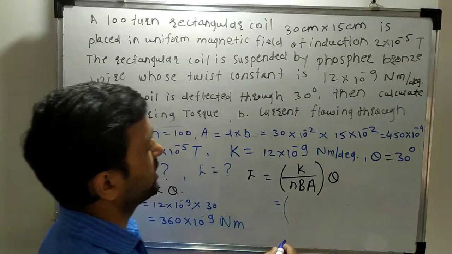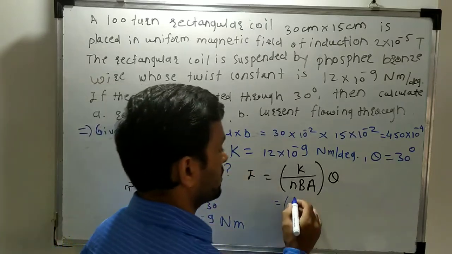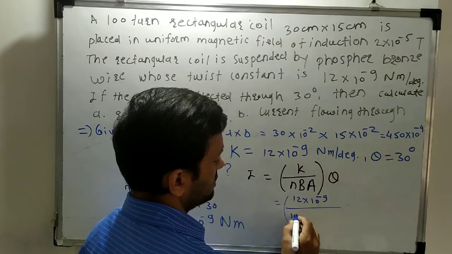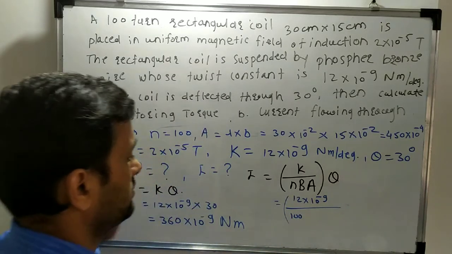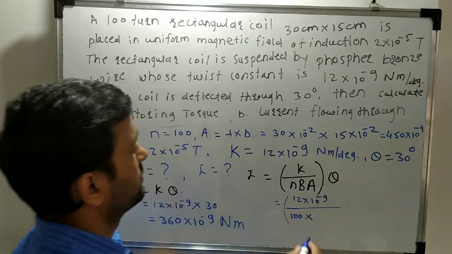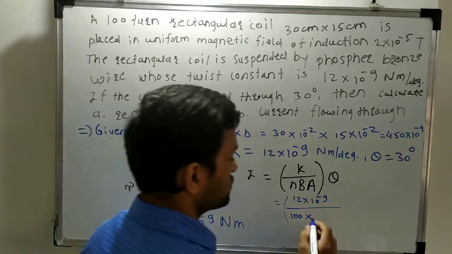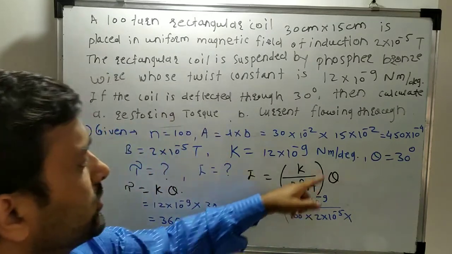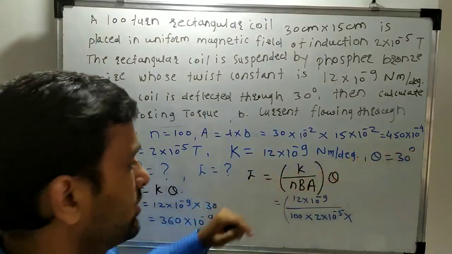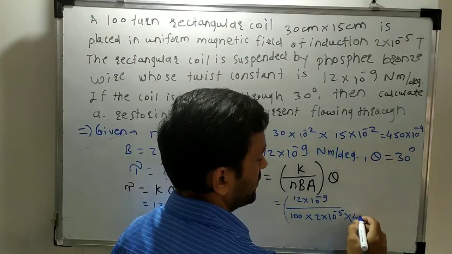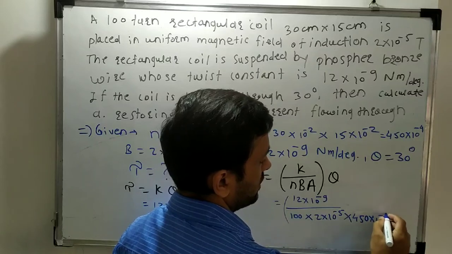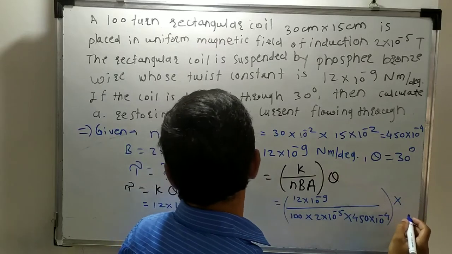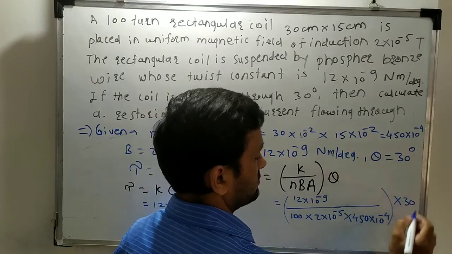What is the value of k? The value of k is given as 12 into 10 raised to minus 9. Number of turns are given as 100, into what is the value of B? B is 2 into 10 raised to minus 5, and we have the value of the area, which we have already found out. So it is 450 into 10 raised to minus 4, into theta. What is the value of theta here? Theta is 30.